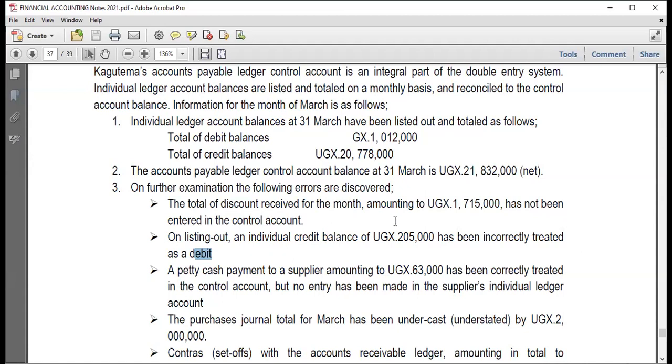Since they are saying that it was supposed to be a credit, but then it was debited, what we should do is first remove it from the debit side, okay? We remove it from the debit side by crediting with 205. But in the same way, we should also make sure that we credit it because it was supposed to be credited. So the first 205 is to be credited, which is actually reversing out. I can actually even do it here.